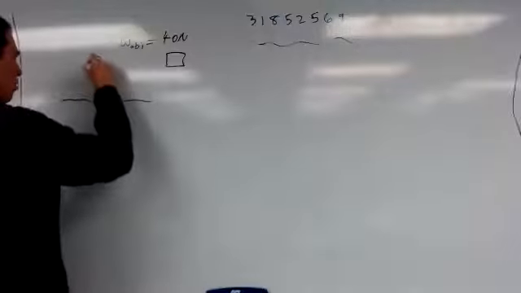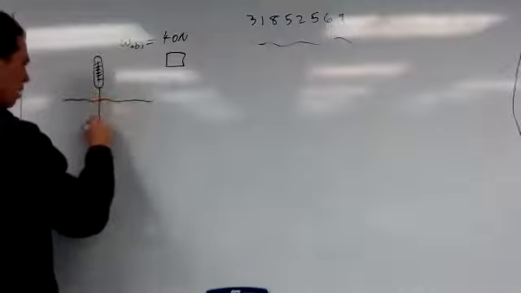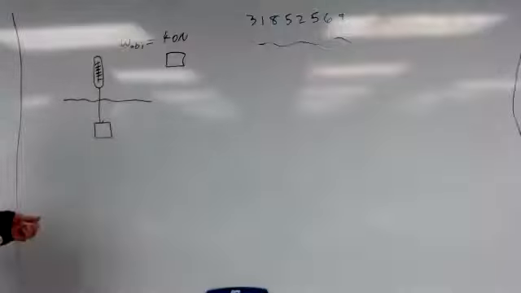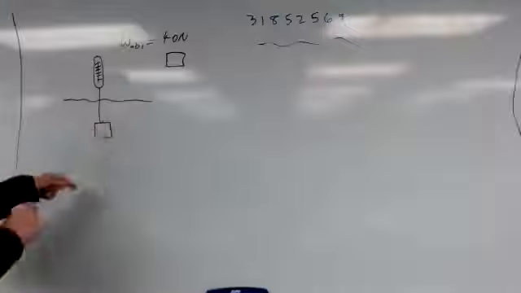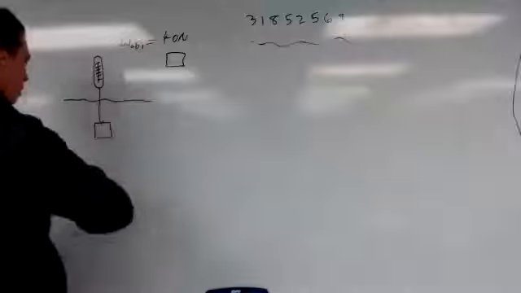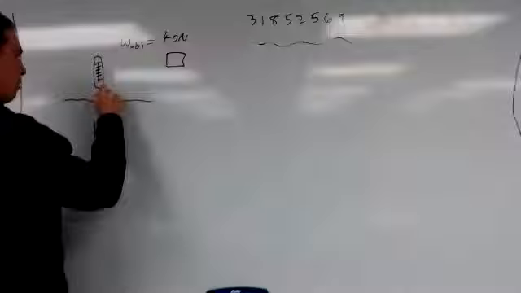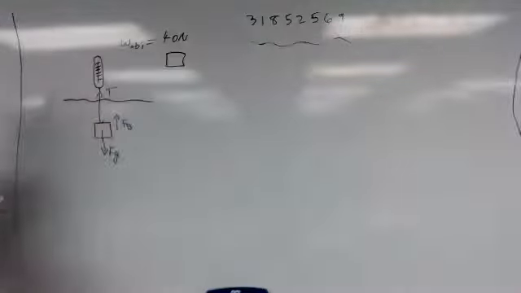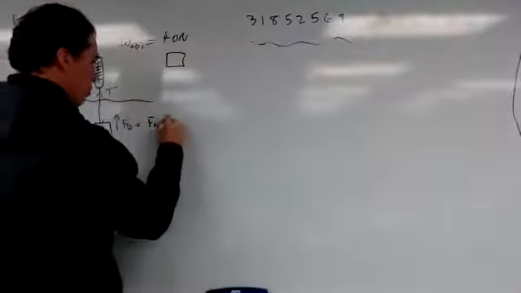Imagine this is a little spring scale or something like that, and it's tied to my object. Now I'm weighing it underwater. But if you look at the forces acting on the object, I have a force of gravity, and then I have a tension, but there's also now a buoyant force. The buoyant force is equal to the force of gravity minus the tension.